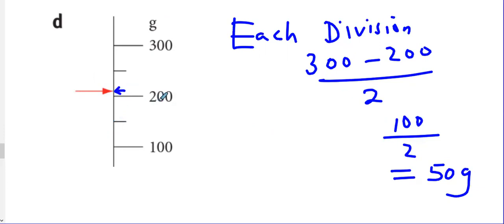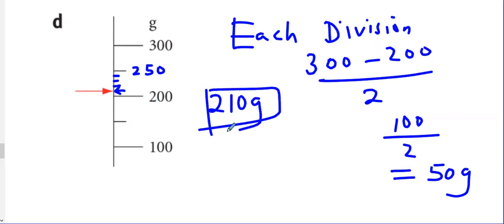So somebody can write, if from here to here is 50, so this is 200, this is 250, and this is 300. Somebody can count this like this is 210, 220, 230, 240, 250. So this will be roughly 210 grams. How about somebody writing 215? 215 will also be correct. 210, 215, I guess this will be my best choice.